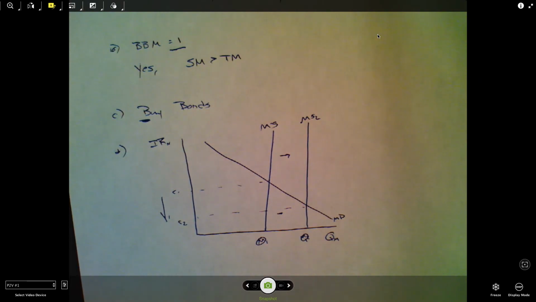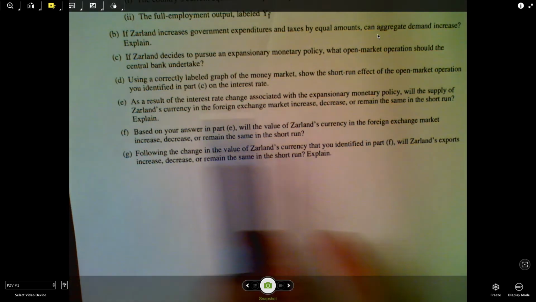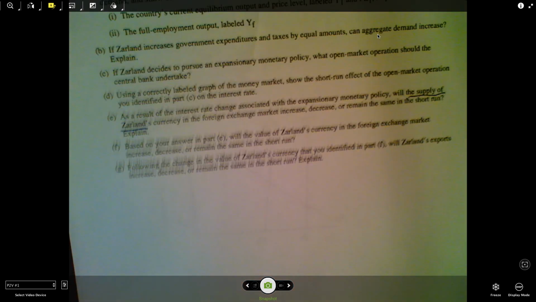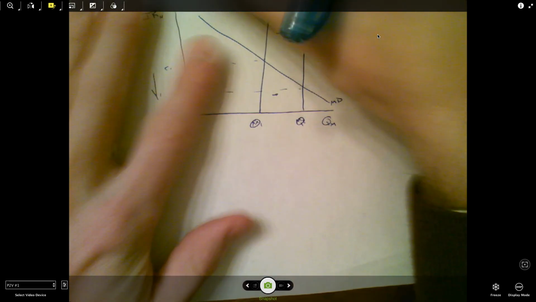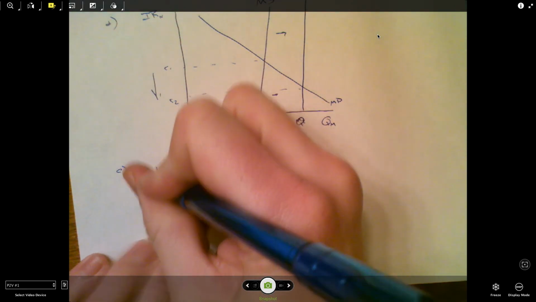Part E: as a result of that interest rate change associated with this graph, will the supply of Zarland's currency in the foreign exchange market increase, decrease, or remain the same in the short run? Once again, pay attention here. This is Zarland, so they want to know what's going to happen to the supply of Zarland's currency. Who controls the supply of Zarland's currency? It is Zarland. They have low interest rates, and they would not want that. They would look somewhere else.